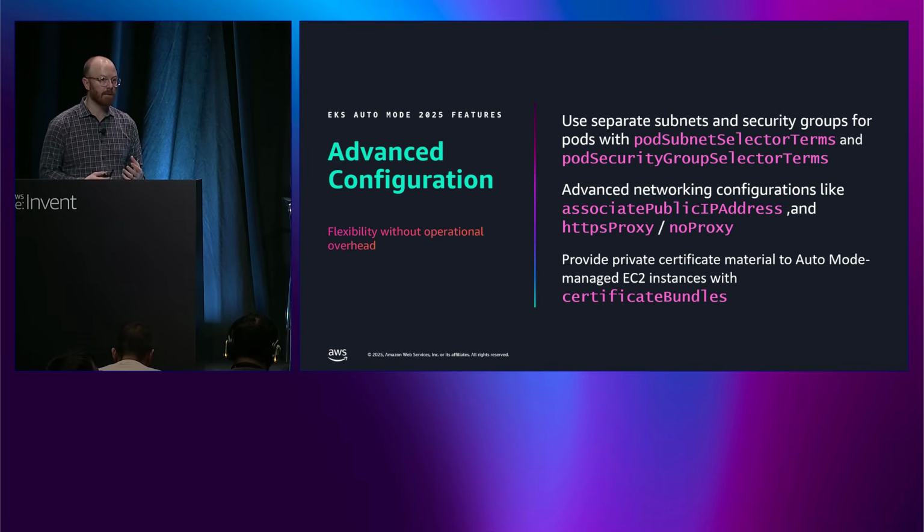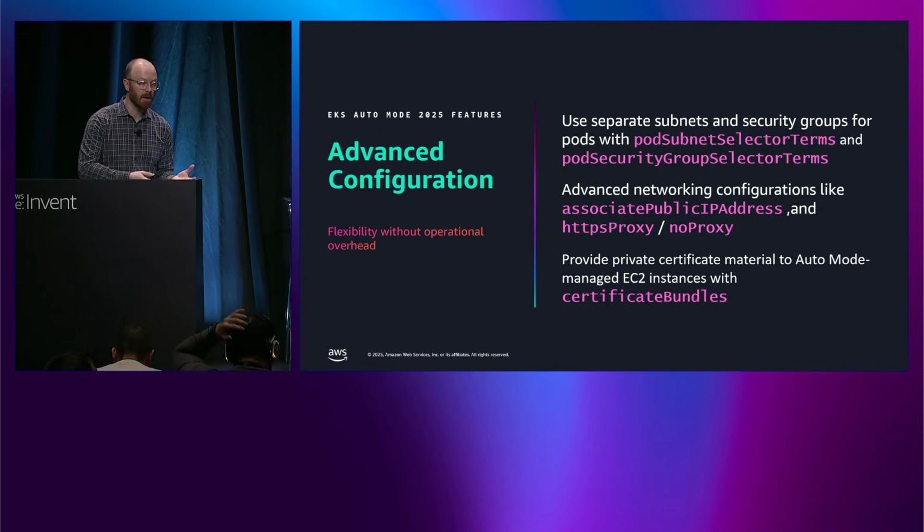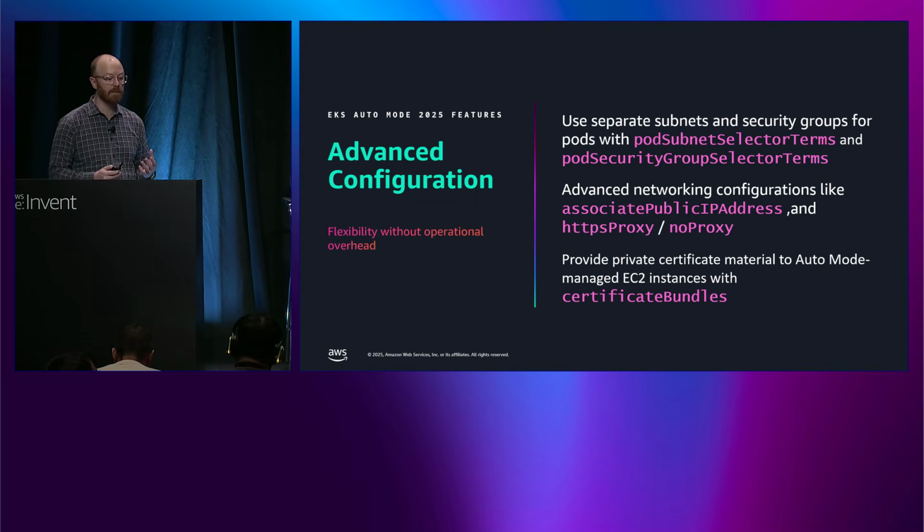So first, one of the most highly requested features for Auto Mode was the ability to use separate subnets and security groups for pods as opposed to nodes, which you can now do through pod subnet selector terms and pod security group selector terms. This may not be as familiar because when you're trying to do this in a standard EKS cluster through the VPC CNI, you do this through a mode called custom networking. This approach achieves the same thing, but does so in, I think, a little bit of a cleaner user experience that's very similar to other kinds of configurations that you may be familiar with in Auto Mode.